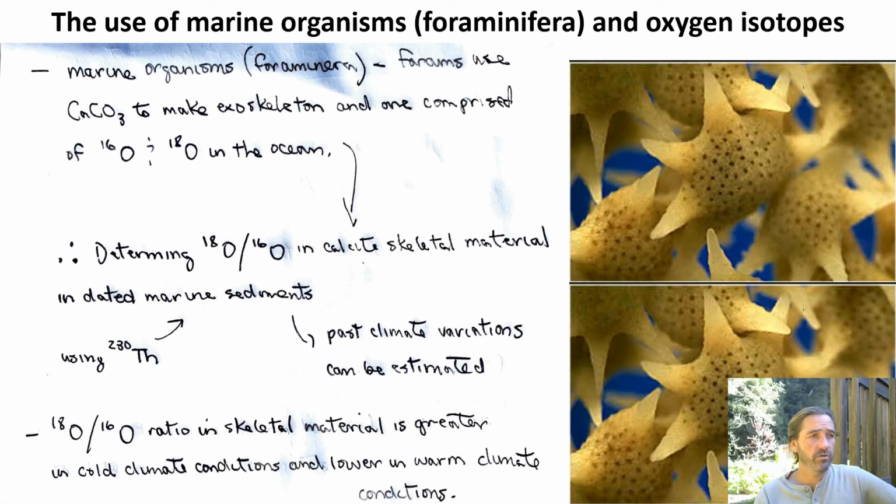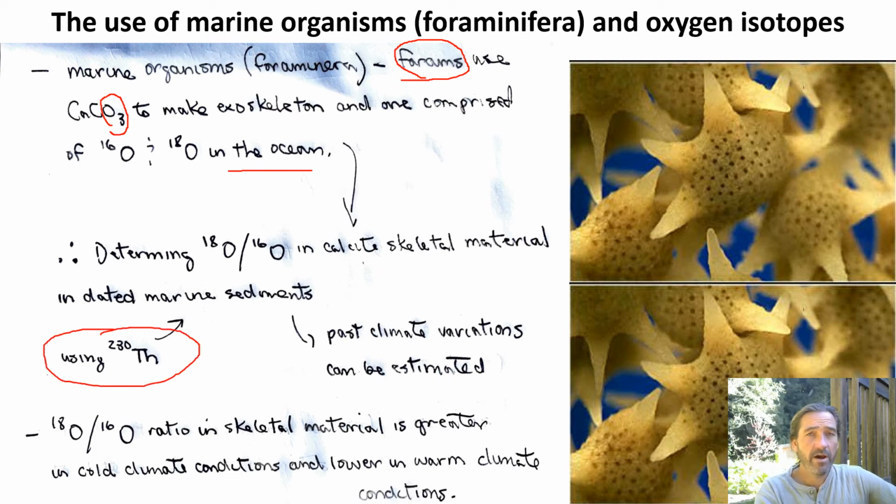And the way we're going to do that is by using forams. These are small organisms that use calcium carbonate to form their exoskeleton. This calcium carbonate contains oxygen that is from the ocean. And so we're going to be able to date the marine sediments using radioactive isotopes like thorium-230, which we've done an example with that in the previous worksheet.